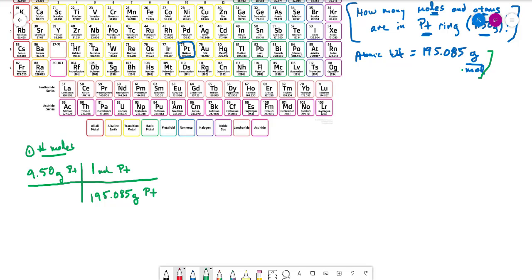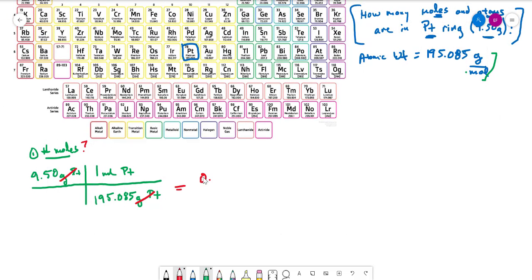And like we've done before, I'm going to take care of my units right off the bat. And so now if I did these operations, what units would I be left with? Well, grams are gone. All I'm left with is moles of platinum, which is the question that I'm being asked. So if I compute this answer, I get a number that is 0.048697 moles of platinum.